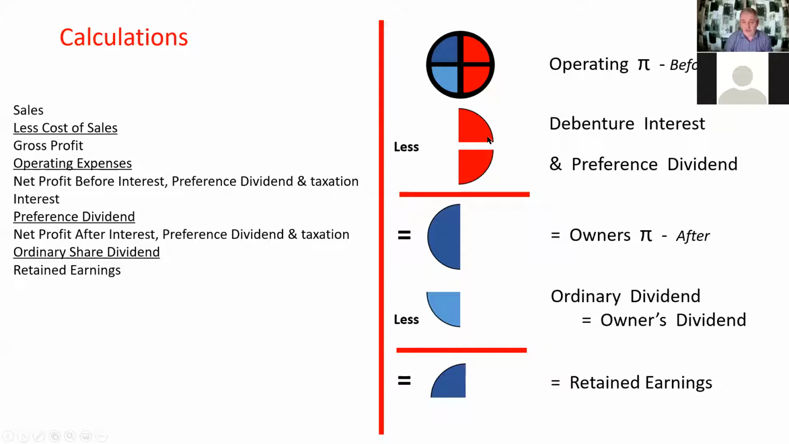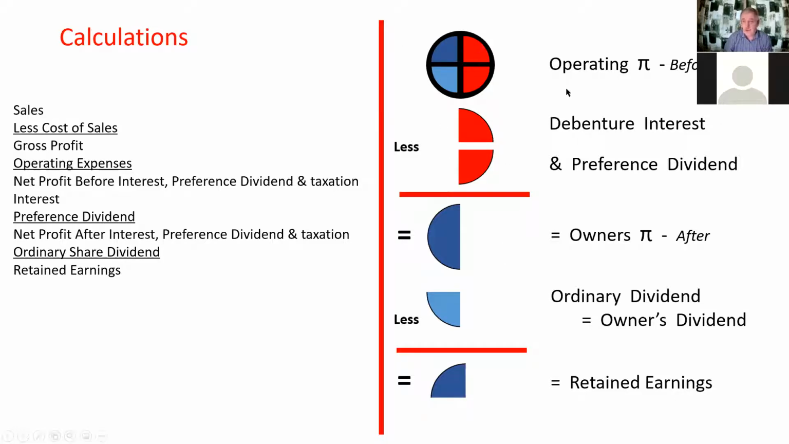And then it's exactly the same as before, but it's just looked at in a different way. We basically divide it up into 4. We take it apart, we deconstruct it. So we take away the debenture interest first, we calculate and take away the preference dividend next.